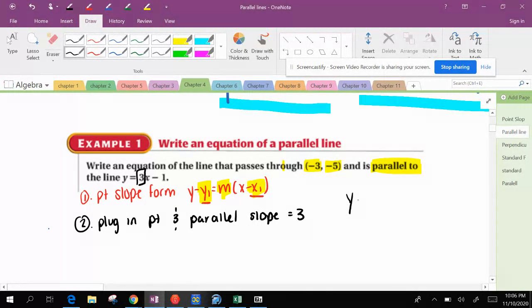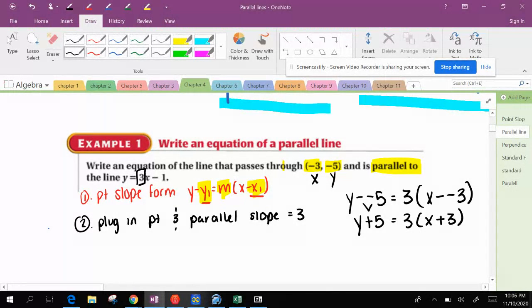So I'm going to do my side work over here. y minus my y value, which is negative 5, equals my slope, which is 3 now, coming from the other equation, times x minus my x value, which is negative 3. Let's simplify this. By simplify, I mean make sure if you have two negatives, they make a positive. And now I want to make a whole equation that's similar to the equation they gave me. So I need to distribute this out and get it into y equals mx plus b.